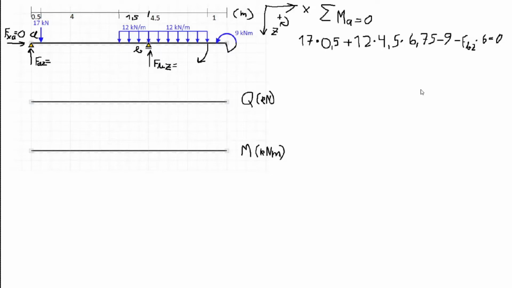So now let's use our calculator to find out the magnitude of Fbz. So Fbz will be equal to 60.7 kilonewtons.